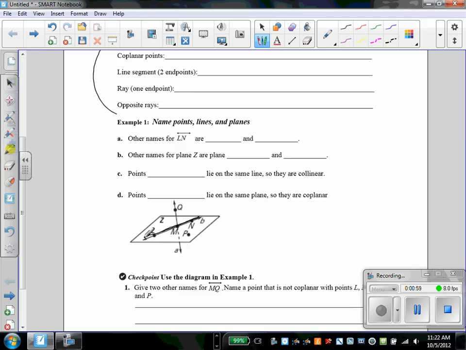Ooh, I need to synchronize, don't I? I had to pause there for a minute to synchronize my smartboard, but now we're back at it.